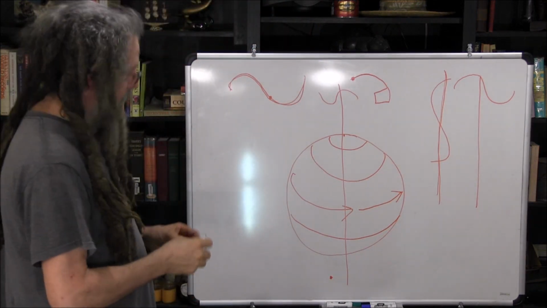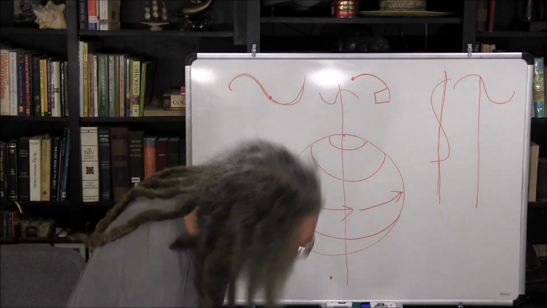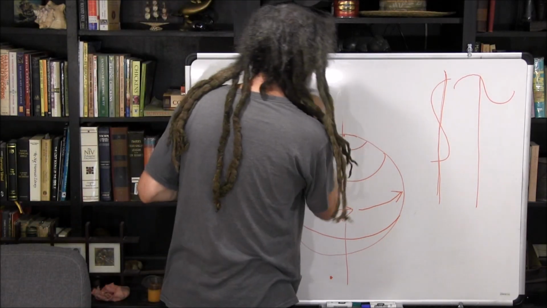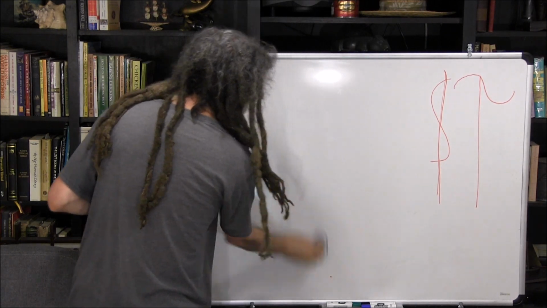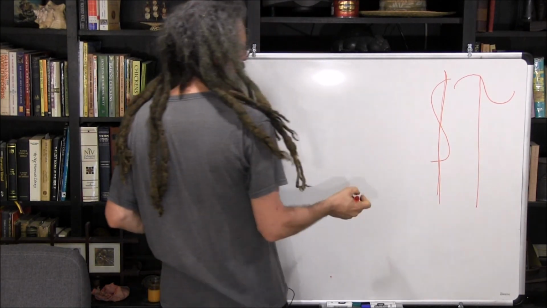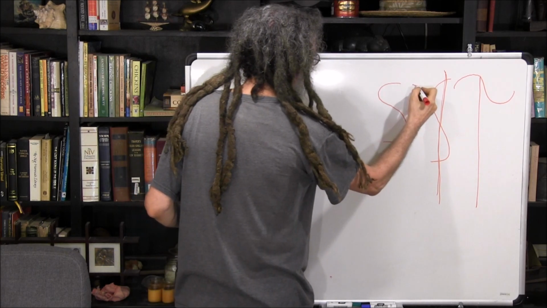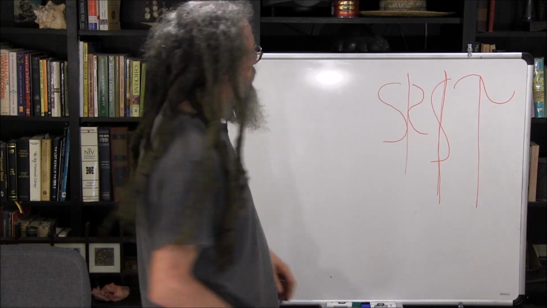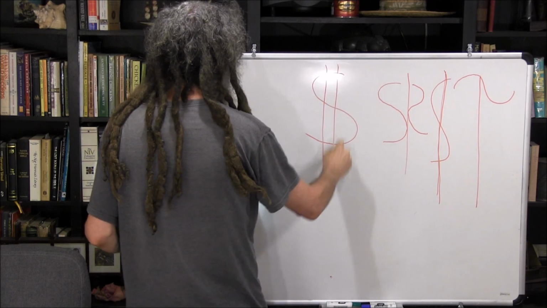Snake on a stick. Now, in our culture, medicine, modern medicine in America, snake on a stick looks like this. Something like that. You got two snakes on one stick. Dollar bill. One snake on two sticks.